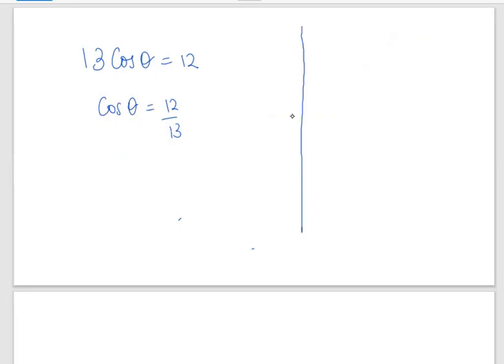Since they want a sketch with your Cartesian plane, you're going to draw a triangle somewhere there. Okay, but we know that cos is adjacent over hypotenuse. So this is a 13, this is a 12, and then that is your theta. So before you even attempt to answer the question, first complete this triangle, because that's where the first marks are going to be.